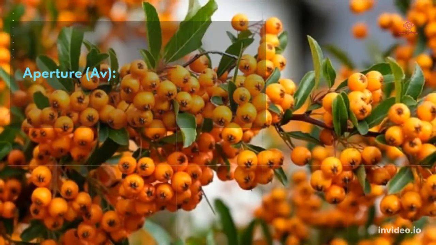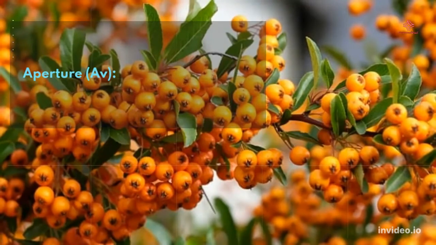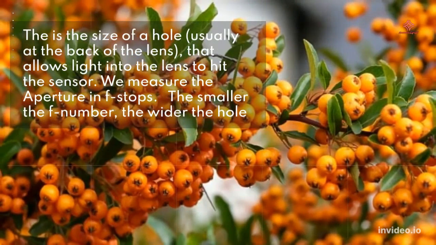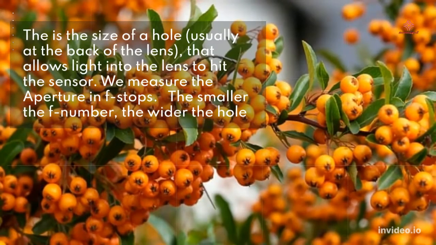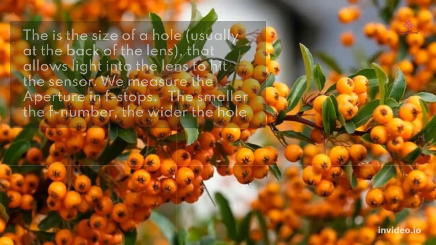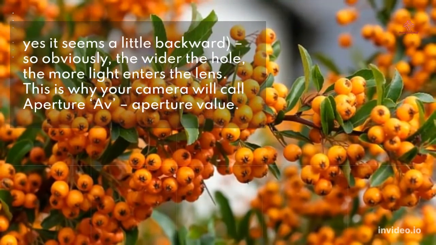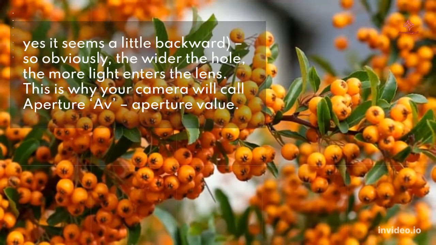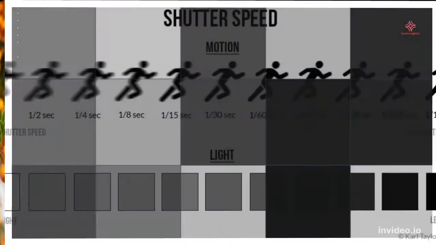Aperture (Av) is the size of a hole, usually at the back of the lens, that allows light into the lens to hit the sensor. We measure the aperture in f-stops. The smaller the f number, the wider the hole. Yes, it seems a little backward. Obviously, the wider the hole, the more light enters the lens. This is why your camera will call aperture AV (aperture value).